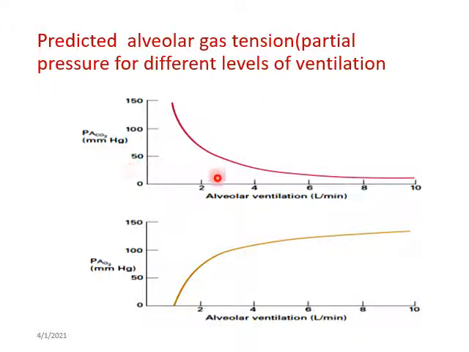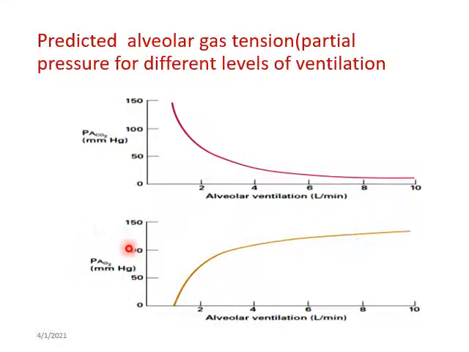And if you hypoventilate, the partial pressure of CO2 in the alveoli will increase. So let's say this is a normal ventilation here. We operate at this point where the partial pressure of CO2 is about 40 millimeters of mercury. If you halve the ventilation, the partial pressure of CO2 jumps to almost twice. So if it was 40, it's going to be about 80.